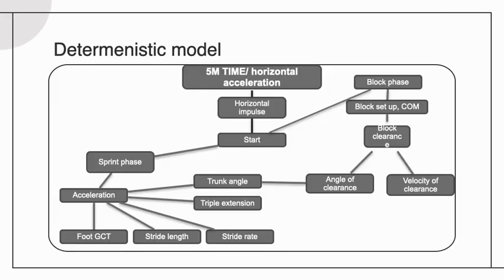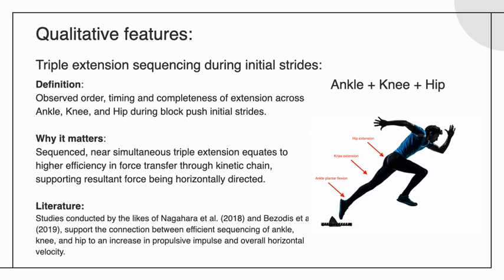This here is my deterministic model. The first qualitative feature I chose to analyze today was the triple extension sequencing during initial strides. I chose to analyze this factor because, when properly sequenced, near simultaneous triple extension equates to a higher efficiency in force transfer through kinetic chains, supporting the resultant force generated being horizontally directed.